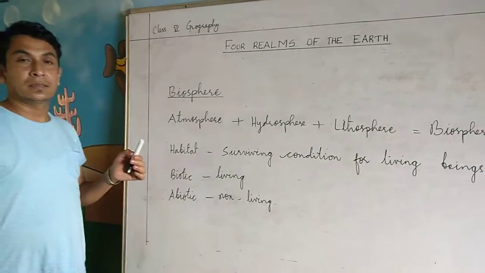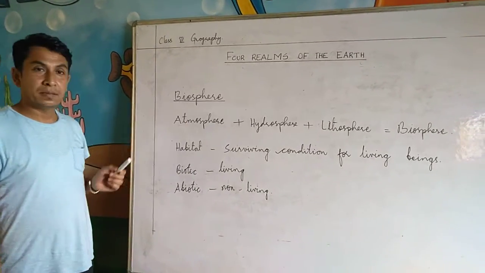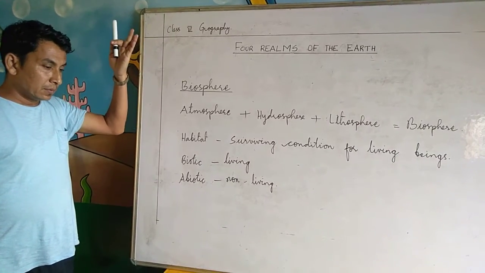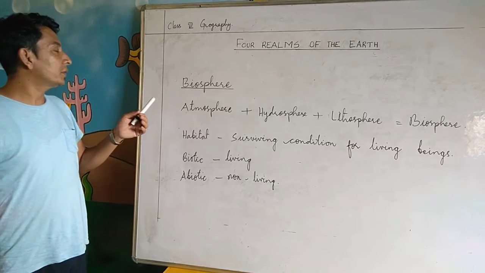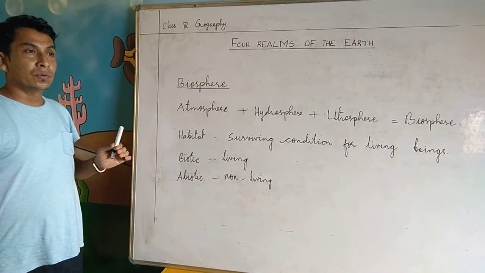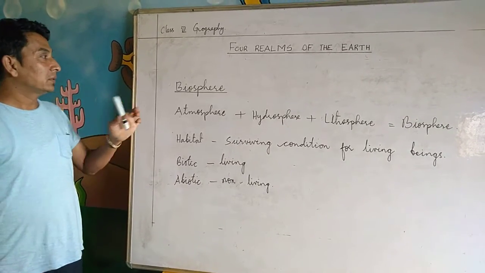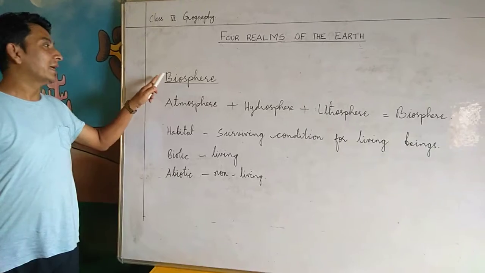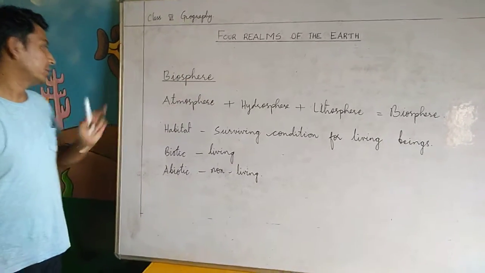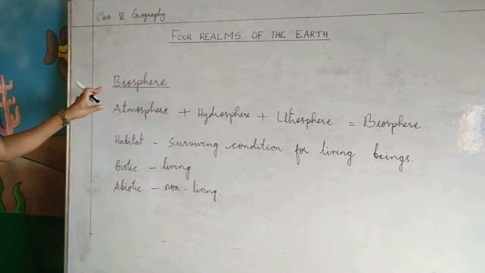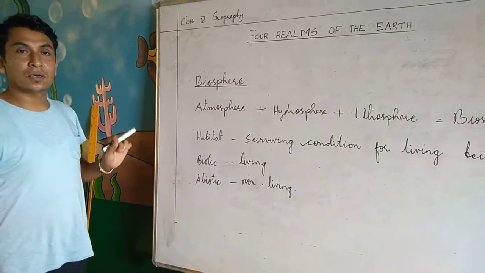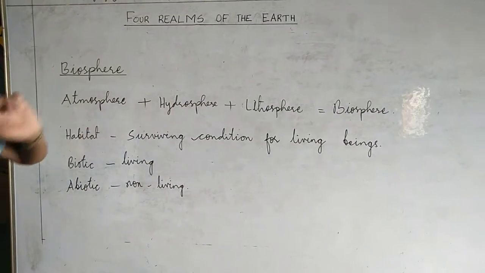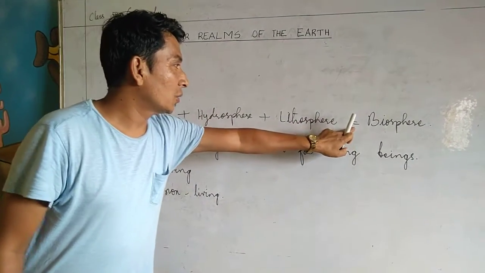Now the ultimate realm of the earth is biosphere. As lithosphere, hydrosphere and atmosphere, it is also a realm or a component which is present in the earth. This is an integral part of the earth, biosphere. Biosphere is actually the sum total of the other 3 spheres: atmosphere plus hydrosphere plus lithosphere equals biosphere.